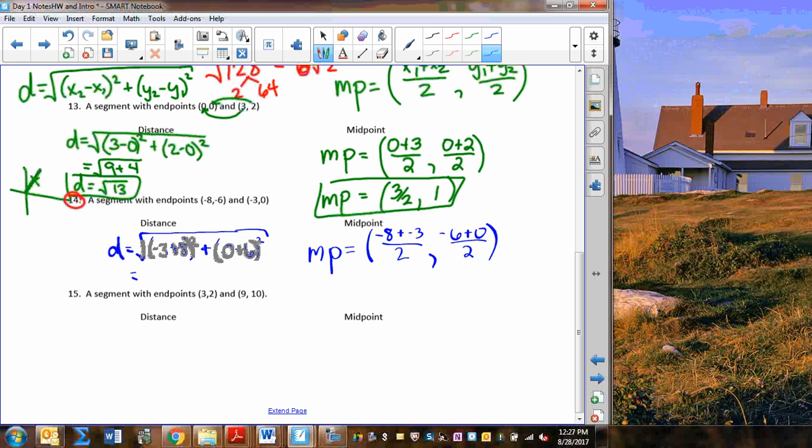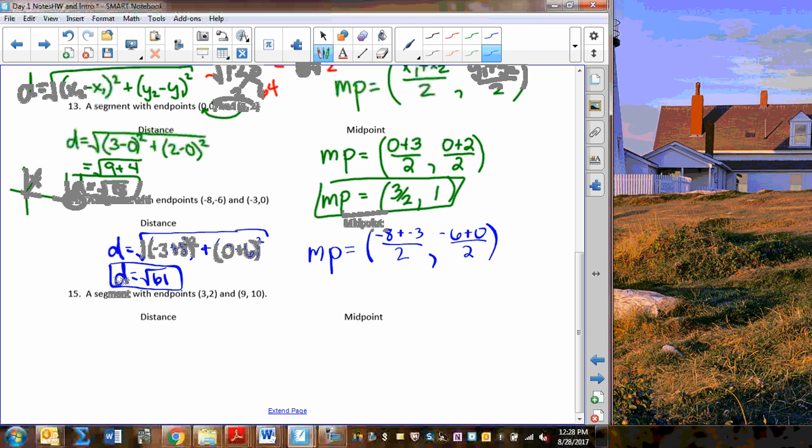Alright, what do we get for our distance for number 14? Very good, square root of 61. Quick approximation on that. Yeah, probably like 7.8-ish. Close to 64, so just under 8.